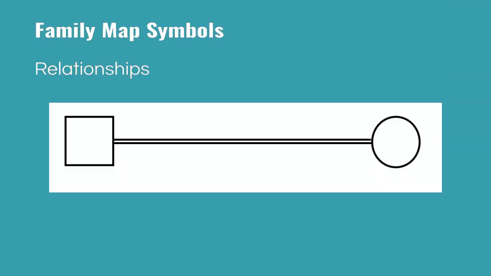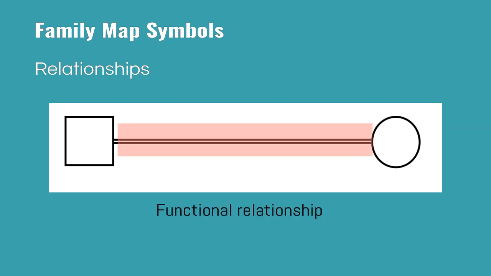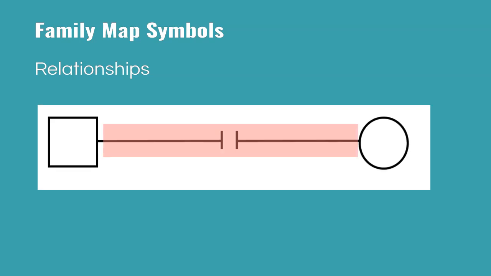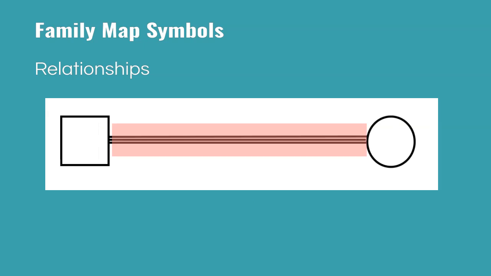Relationships between family members are shown as a connecting line between them. Two solid lines indicate a functional relationship. A solid line with a break in the middle indicates dysfunction. In a dysfunctional or disengaged relationship, the family members are emotionally distant and uninvolved. Three parallel solid lines indicate enmeshment. It denotes an over-involved relationship where there is plenty of intrusion.